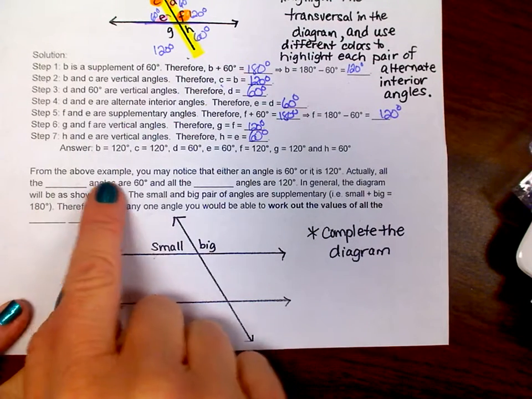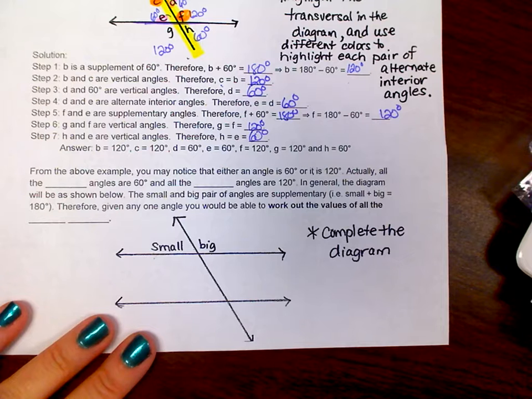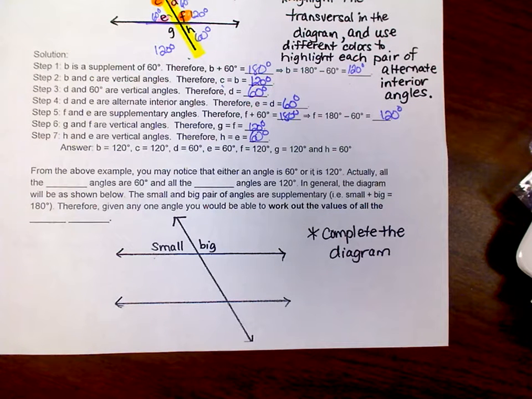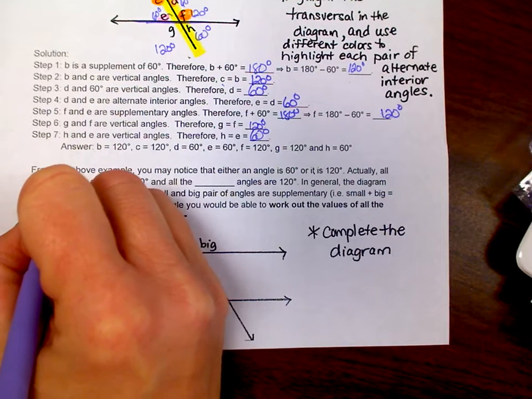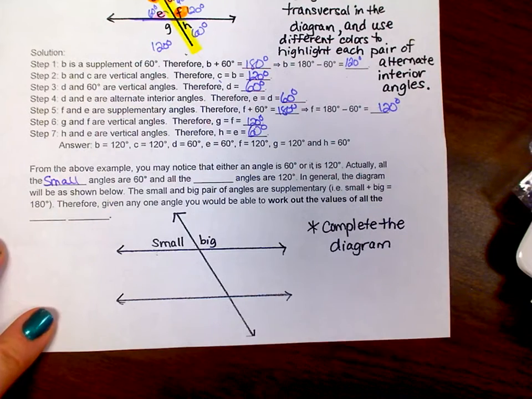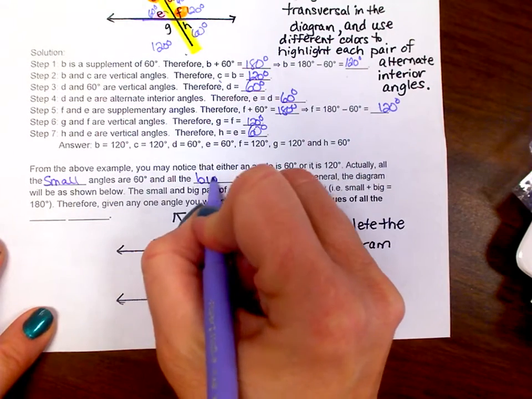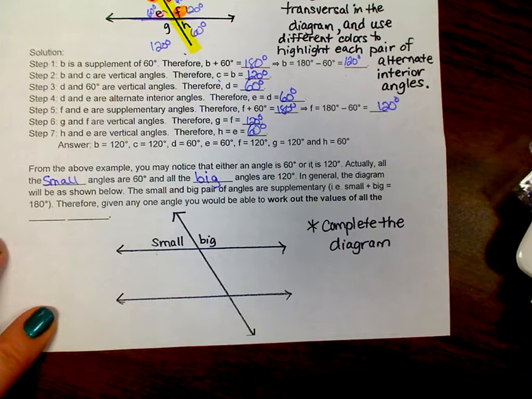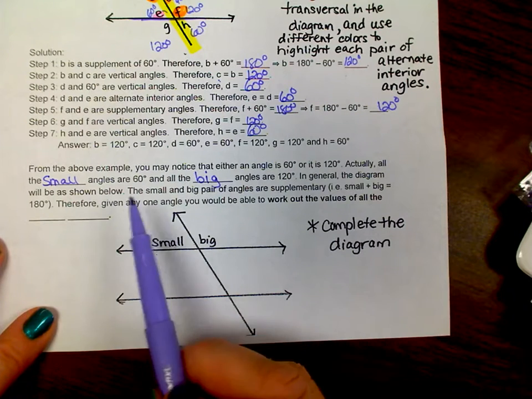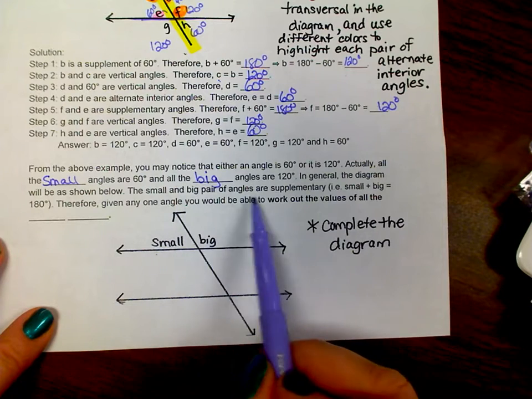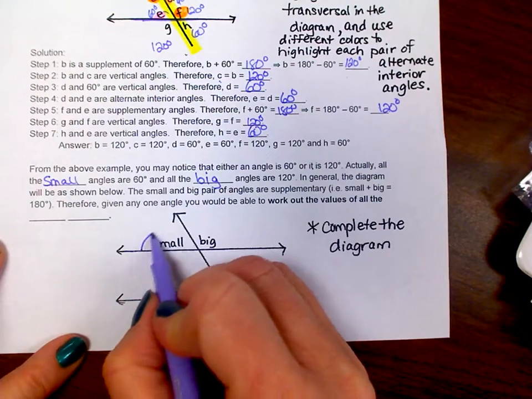From the above example, you may notice that either the angle is 60 degrees or it's 120 degrees. Actually, all of the small angles are 60 degrees and the big angles are 120. In general, the diagram will be shown as below. The small and the big pair of angles are supplementary angles.